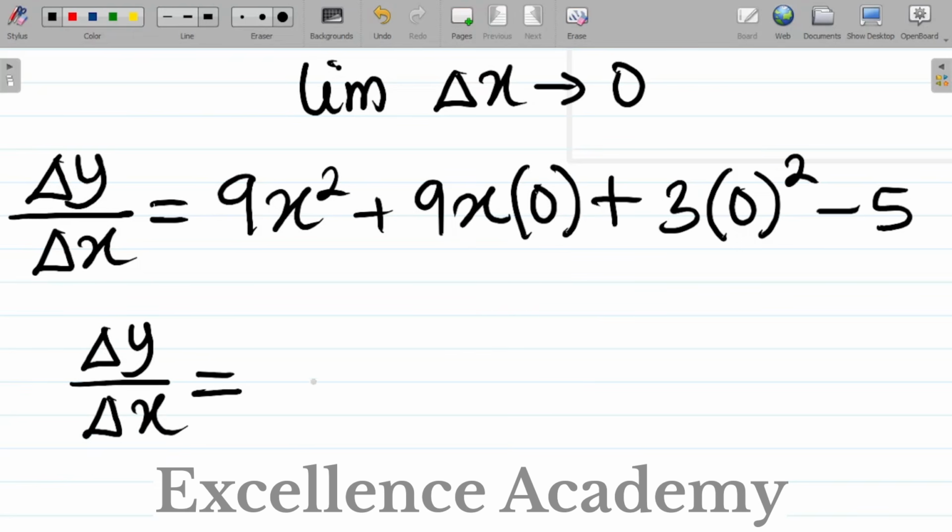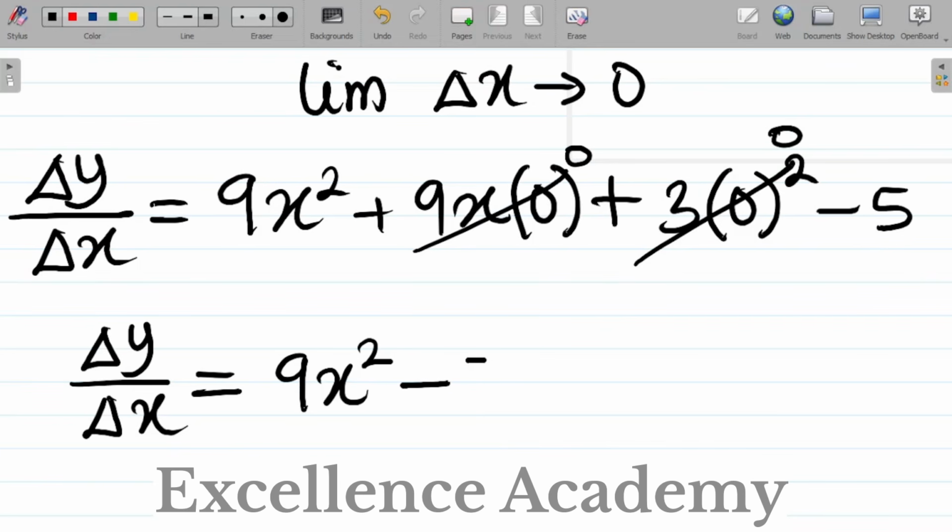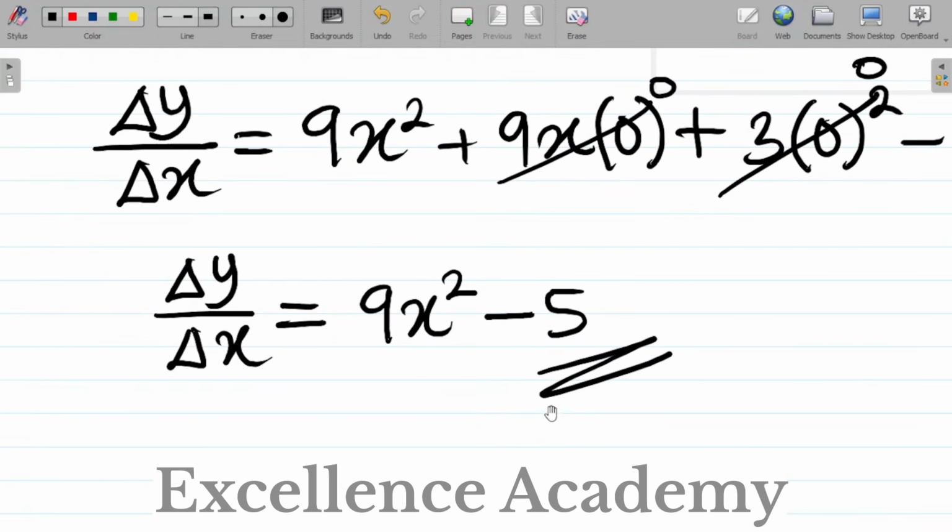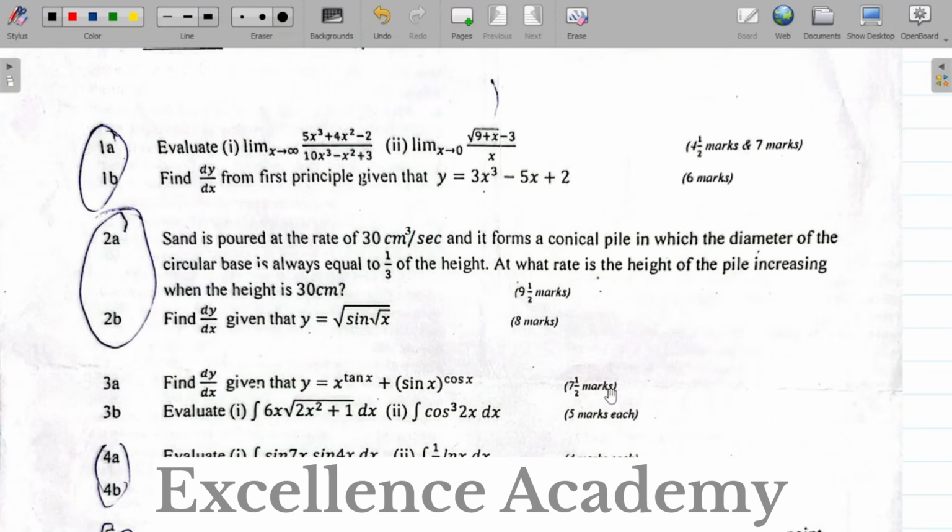It's equal to, this gives you 9x squared. 9x times 0 gives you 0, it's off. 3 times 0 squared gives you 0, it's off. You're left with minus 5. So I have 9x squared minus 5. This becomes your answer to the question when you use first principle. So this is how we solve this question. Let's look at the next question.